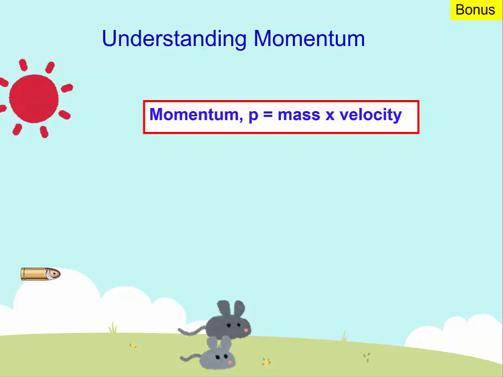Because momentum, as you can see from the formula, is not just dependent on mass. It is also dependent on velocity. The bullet, although it has a smaller mass than the rat, has a velocity that is so much higher, so it has a greater momentum.